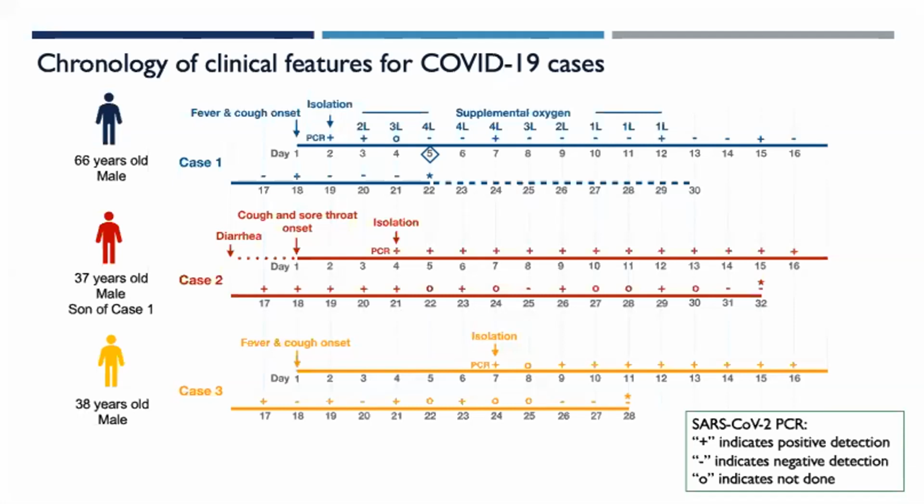A plus or minus indicates positive and negative detection of the virus in throat swab, and a circle indicates that it wasn't done. So I think the distinguishing factor is that in case 1, who was the severe case, you'll notice that he was given supplemental oxygen of up to 4 liters over a course of 10 days. You'll also notice that in terms of the throat swab PCR, he was mostly PCR negative all the way up until he was fit for discharge, which is indicated by an asterisk on day 22.